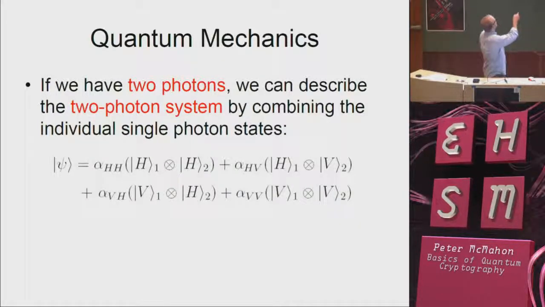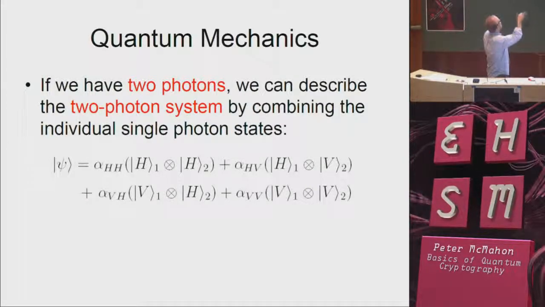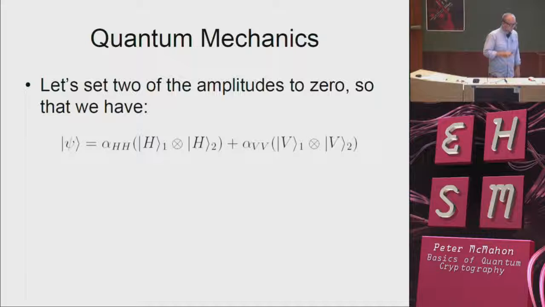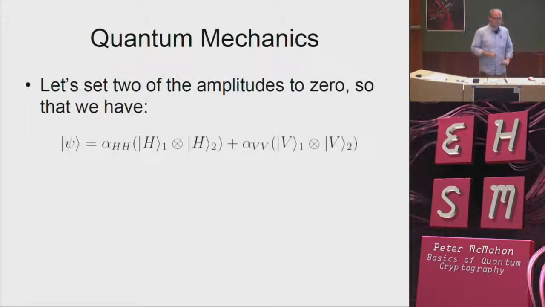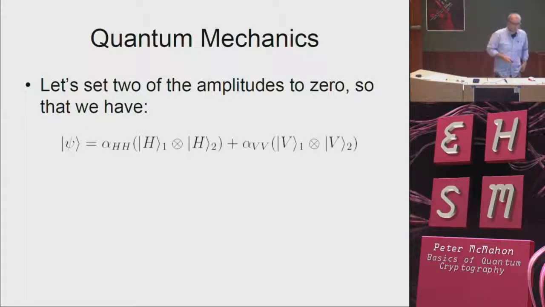So we have 4 basis states here, and we haven't provided any restrictions on this yet, so they can have arbitrary amplitudes just so long as the square of these numbers sums to 1. So let's imagine that we don't use the most general state. We just use one where either the first and second photon are both horizontally polarized, or the first and second photon are both vertically polarized.